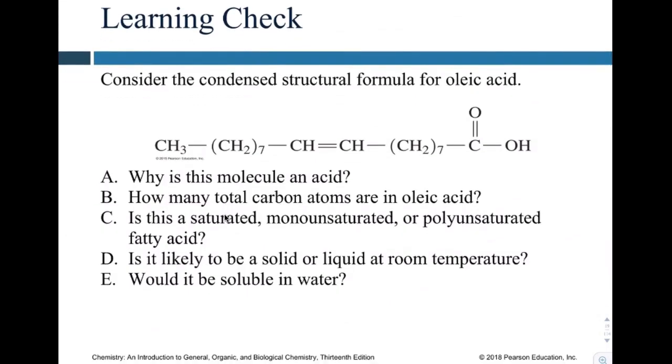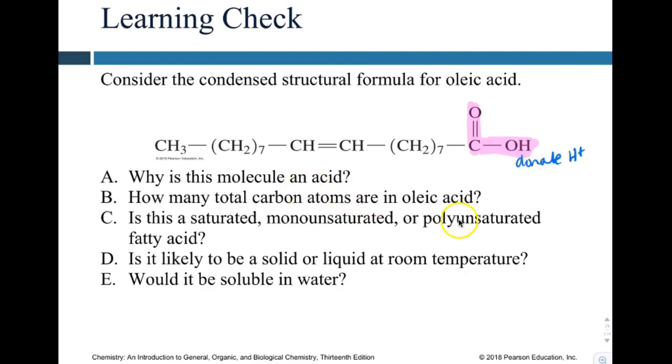So do a quick learning check and we'll just go through these together. Why is this molecule an acid? What part of it behaves as an acid? Hopefully your eyes are roaming over here to the carboxylic acid group. If I were to say, treat this as an acid, what would it do? You would say, oh, it would donate H+. We would get rid of that. So that would be why it's an acid, because it has an H to donate here.